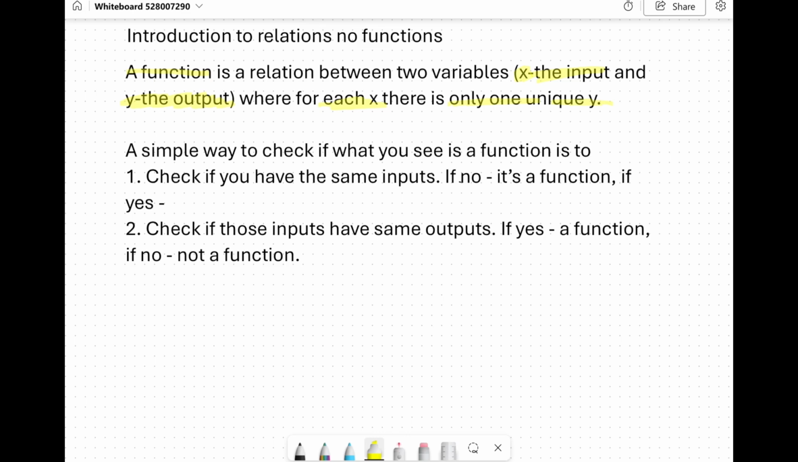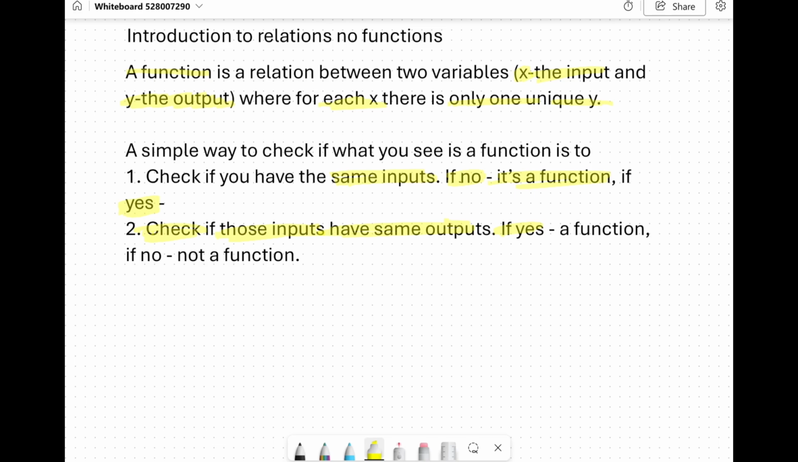A simple way to check if what you see is a function is to, number one, check if you have the same inputs, same x's. If you do not have the same inputs, it's a function. If you do have the same inputs, then you ask yourself the second question. You check if those same inputs have the same outputs. If they do, it's a function, and if they do not, it's not a function.